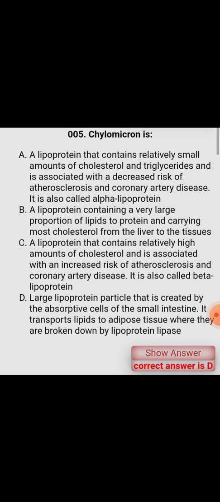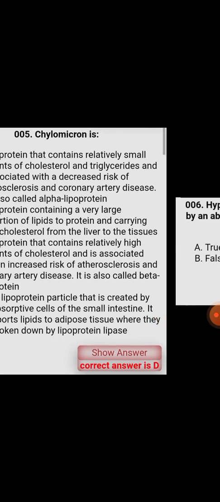Chylomicron is a large lipoprotein particle that is created by the absorptive cells of the small intestine. It transports lipids to adipose tissues where they are broken down by lipoprotein lipase.